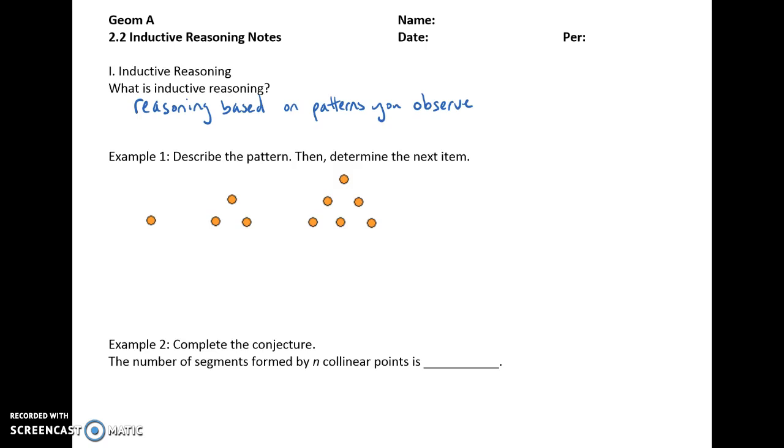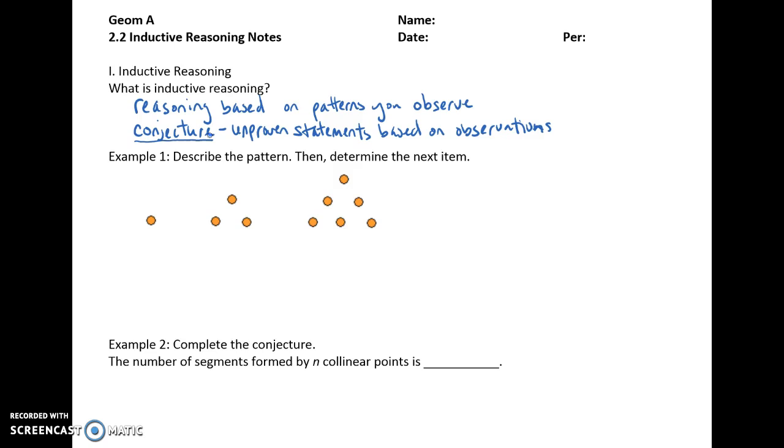And when we're looking at the observed information, we're going to come up with what's called a conjecture. Okay, and a conjecture is basically an unproven statement based on what you've observed, or your conclusion based on data. So these are conjectures that we're going to make based on our inductive reasoning skills today.